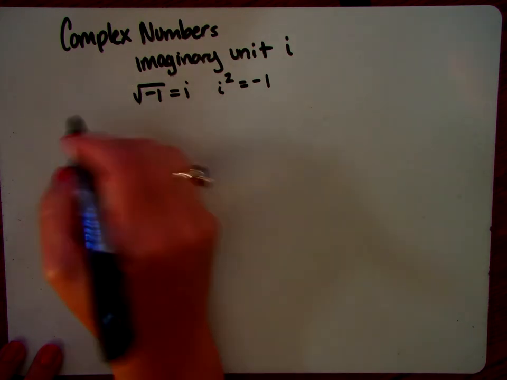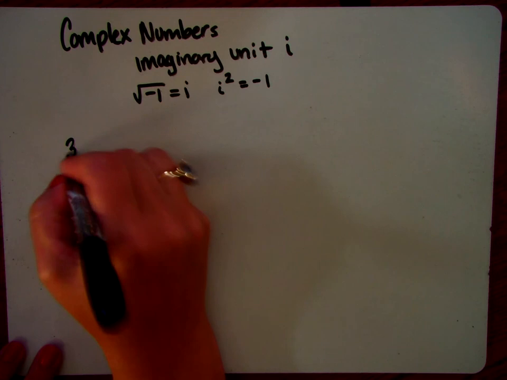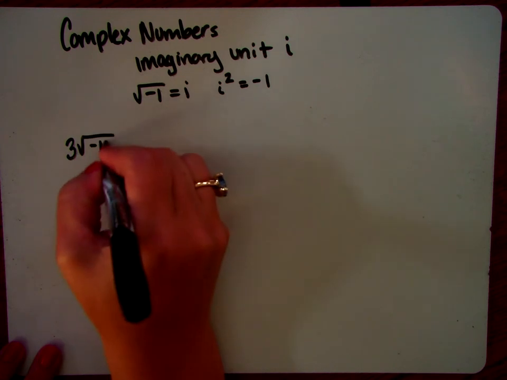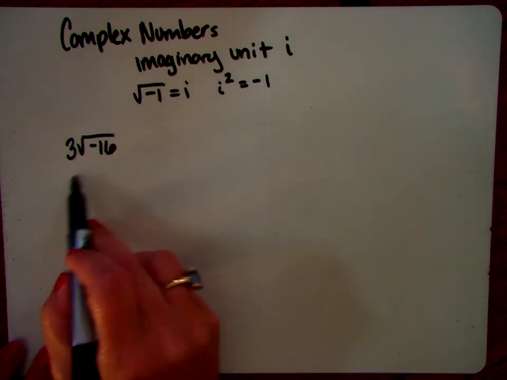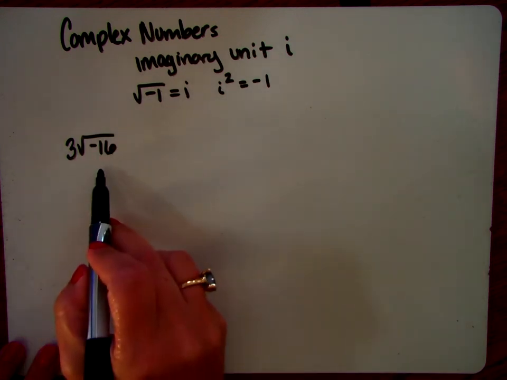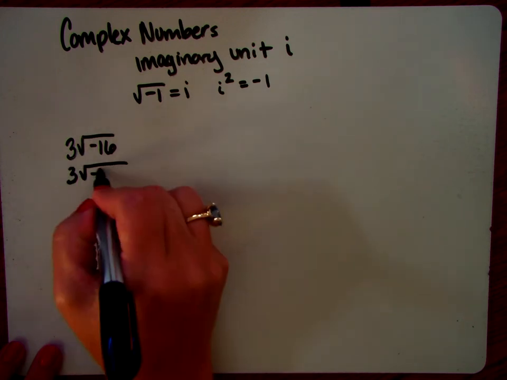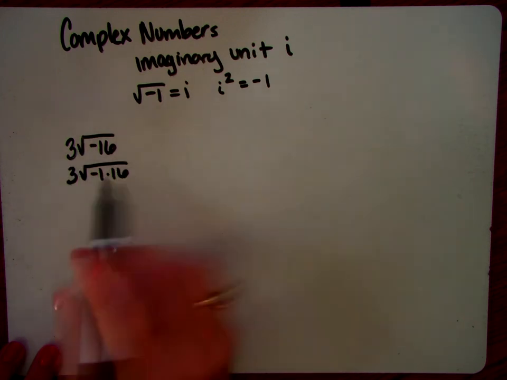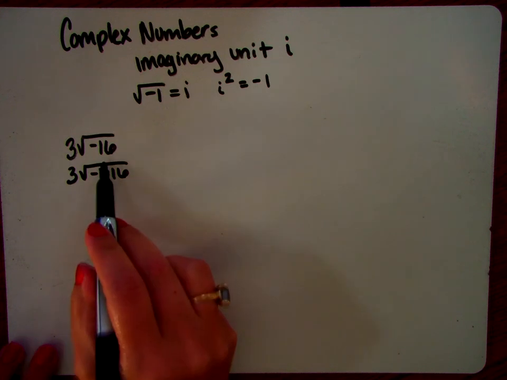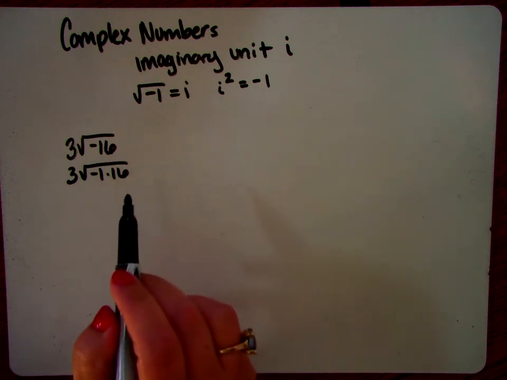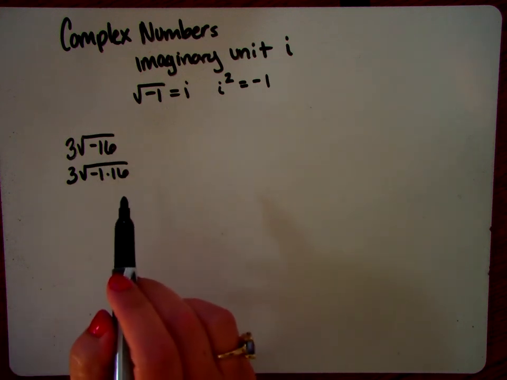So the first few problems that we want to do is we want to just simplify. So this is 3 times the square root of -16. And I'm just going to rewrite it as -1 times 16. -1 times 16 is -16. So I didn't do anything. I didn't solve anything. I just rewrote it.